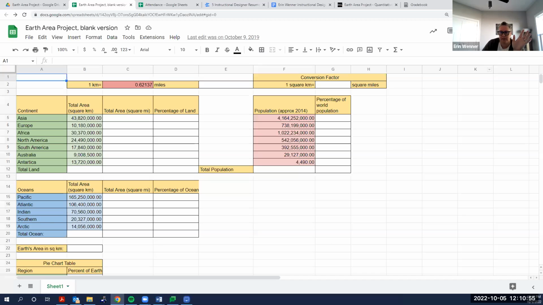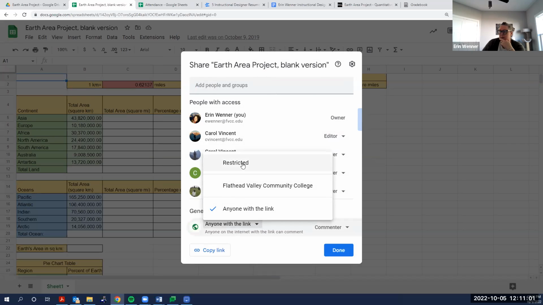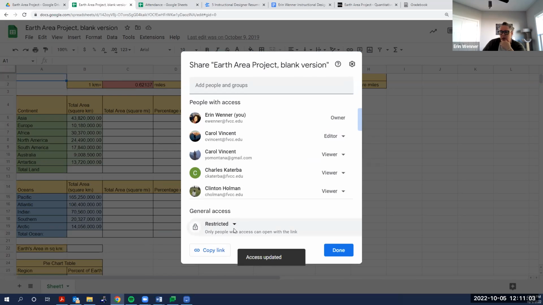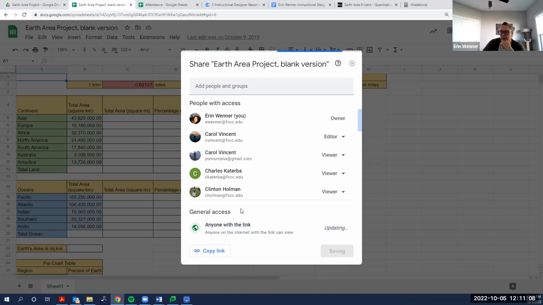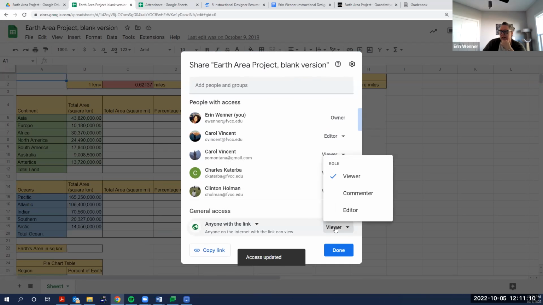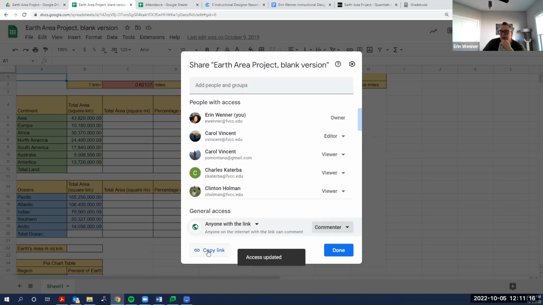let's go through these steps again. So we're going to click share and we're going to choose, it comes up as restricted as your automatic. We're going to click on here and go with anyone with the link. And then on the right hand side, the automatic one is viewer and we want to choose commenter. And then you would click here and say copy link. And then that would be what you would copy over into your assignment Dropbox.